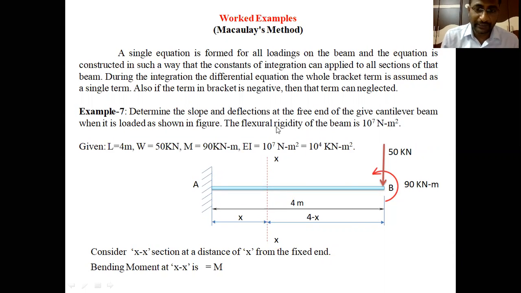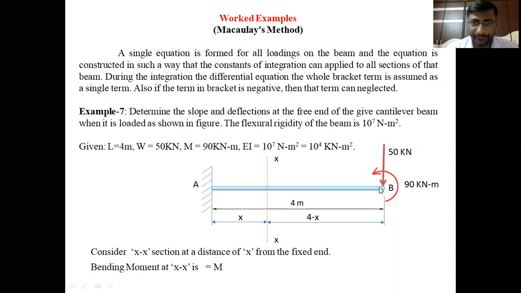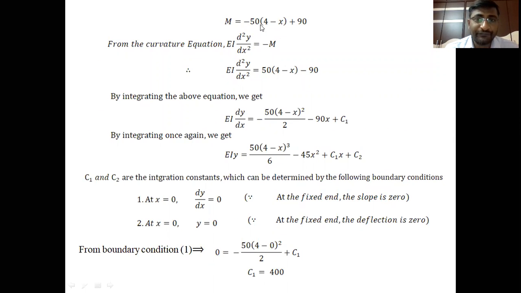So how to write the M equation, the bending moment at XX. Here M is equal to minus 50 into 4 minus x. How to write this 50 into 4 minus x? 50 is the point load acting on the beam, multiplied by its distance from the section. What is the distance from the section to the load? The distance of the XX section from the fixed end is x. The remaining value is 4 minus x, since the total length is 4 meters. So 50 into 4 minus x develops a clockwise moment. That's why I'm taking it as minus 50 into 4 minus x.